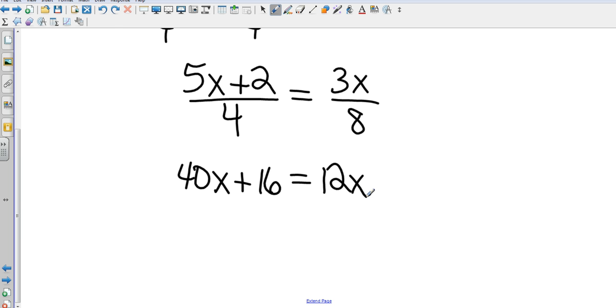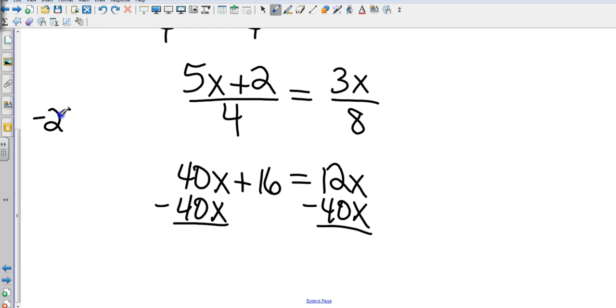A lot of times I say, take the smallest one to the biggest one. In this case, if I take the 12x over the 40x, I don't have anything left on the right, and that's not going to help me. So in this one case, I'm going to take the 40 to the right-hand side by doing what? Subtracting. So I'm going to subtract 40x to this side. And that leaves me with negative 28x equals 16. Now I've got one step to go. What am I going to do to solve?